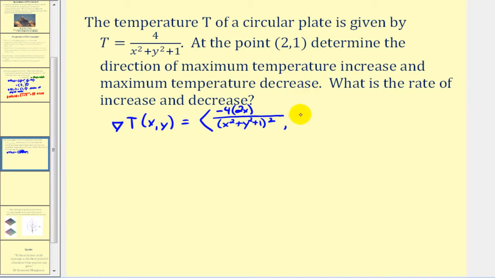And the y component will be the partial derivative with respect to y, so we'll have x squared plus y squared plus 1 squared, and then our denominator times the derivative of the numerator, which is 0, minus the numerator times the derivative of the denominator with respect to y, that'll be 2y. Now we'll go ahead and evaluate this at the point 2,1.